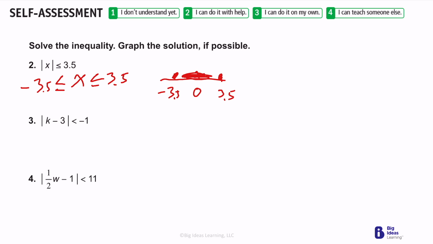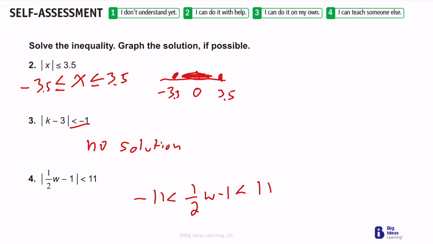Nice. Next one, this is less than a negative. Can't have that. No solution. Okay, so less than, again, it's an and. So write it normally, 1/2 w minus 1 less than 11. And then over here, add no less than symbol and put -11.